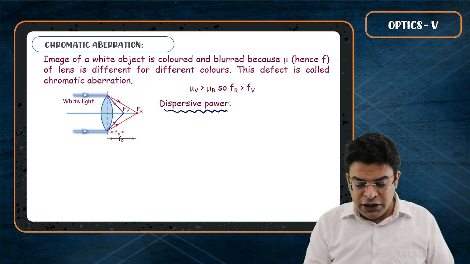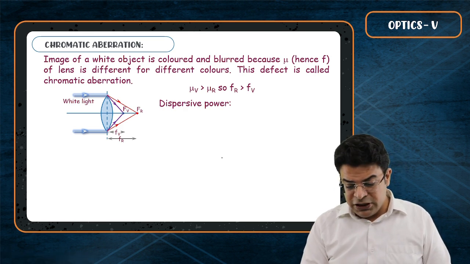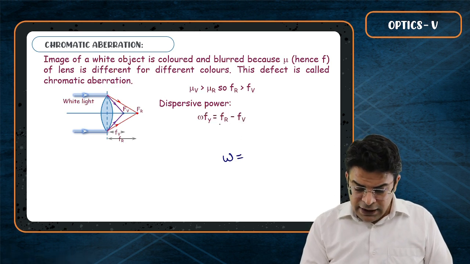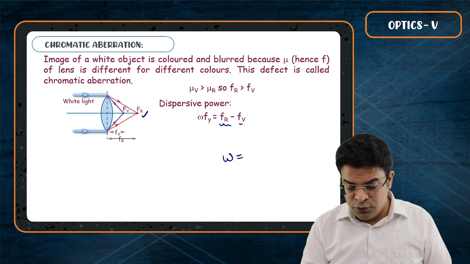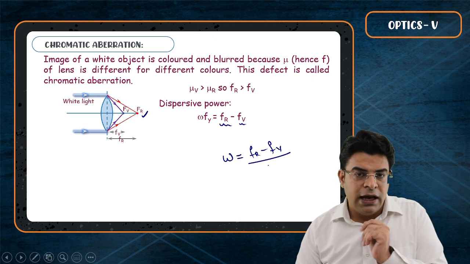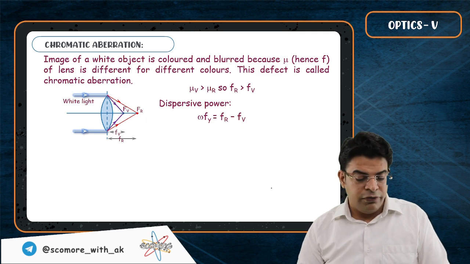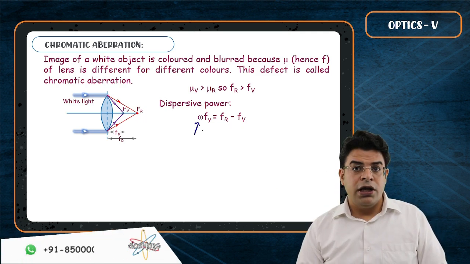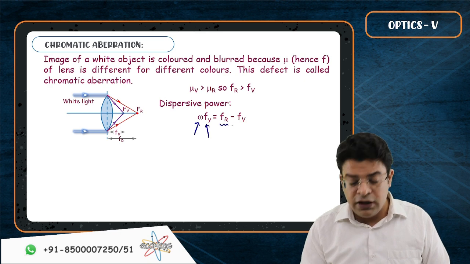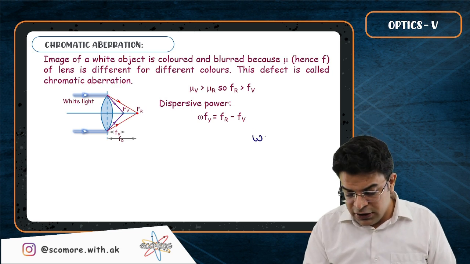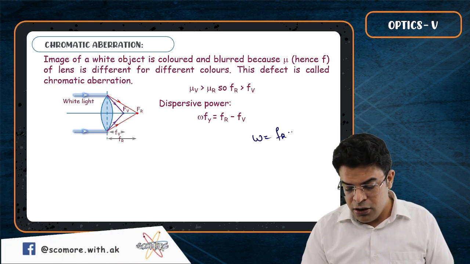Now we define a quantity called dispersive power. The dispersive power is defined as focal length for red, which is the highest, minus focal length for violet, upon the mean focal length. And we take the mean focal length for yellow color. So upon focal length of yellow. So we have written dispersive power omega into the focal length for yellow equals focal length for red minus focal length for violet. You can rearrange it and write that the dispersive power equals focal length for red minus the focal length for violet upon the focal length for yellow.